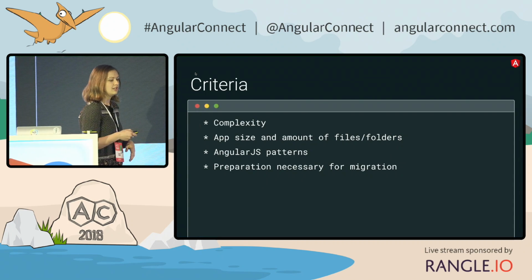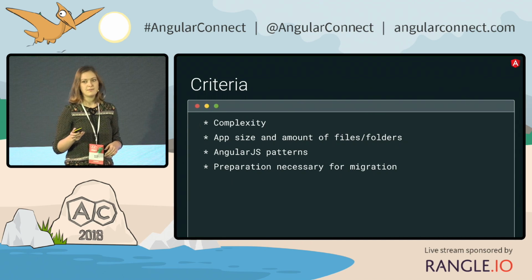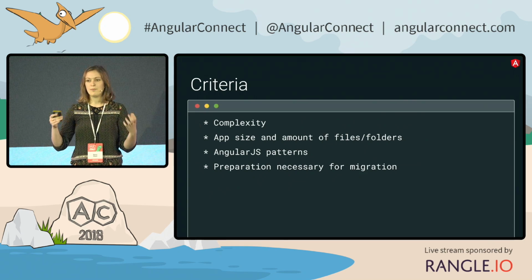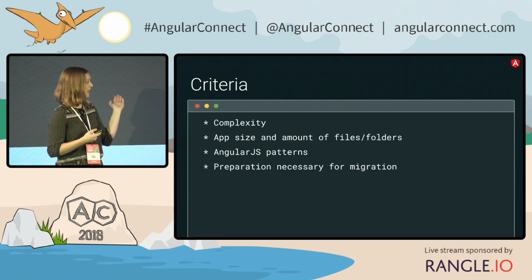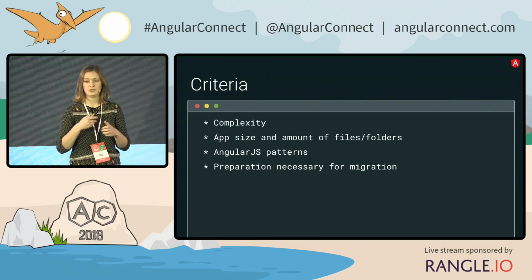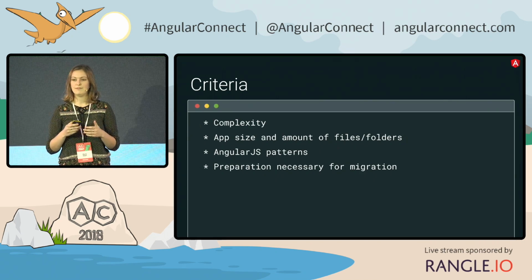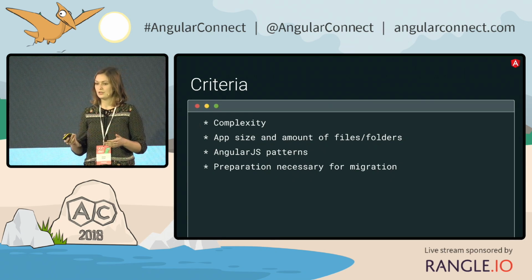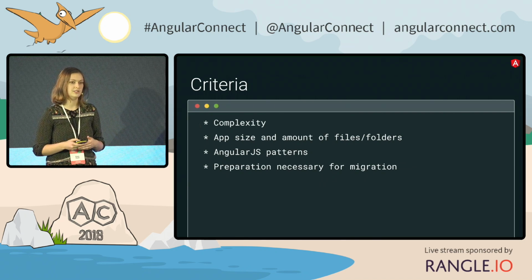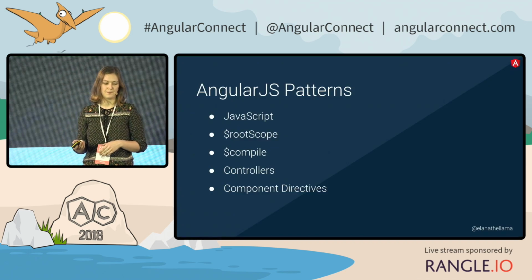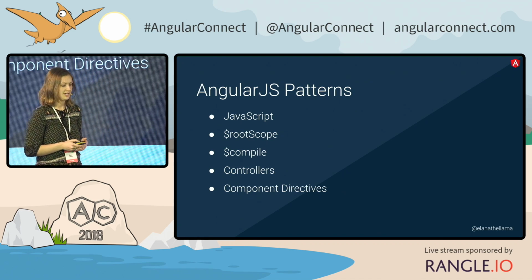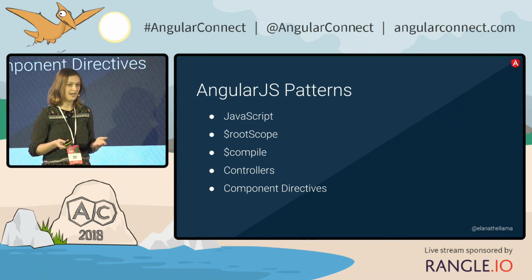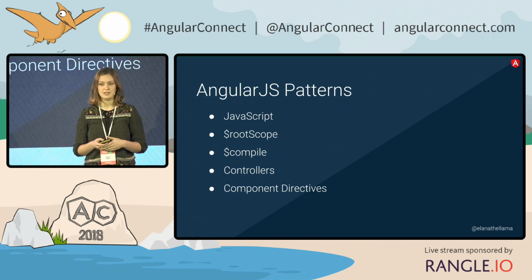So let's look at the criteria a little bit more. First is the complexity. That's looking at how many components you have and exactly how big your application really is. We look at your app size as well, so we're looking at the source lines, which helps us determine the feasibility of certain migration approaches over others. We also look at how many files and folders you have, again, the AngularJS patterns, and the preparation steps necessary. Some of these AngularJS patterns that I'm talking about are JavaScript, because now Angular is written in TypeScript, root scope, compile, controllers, and component directives.